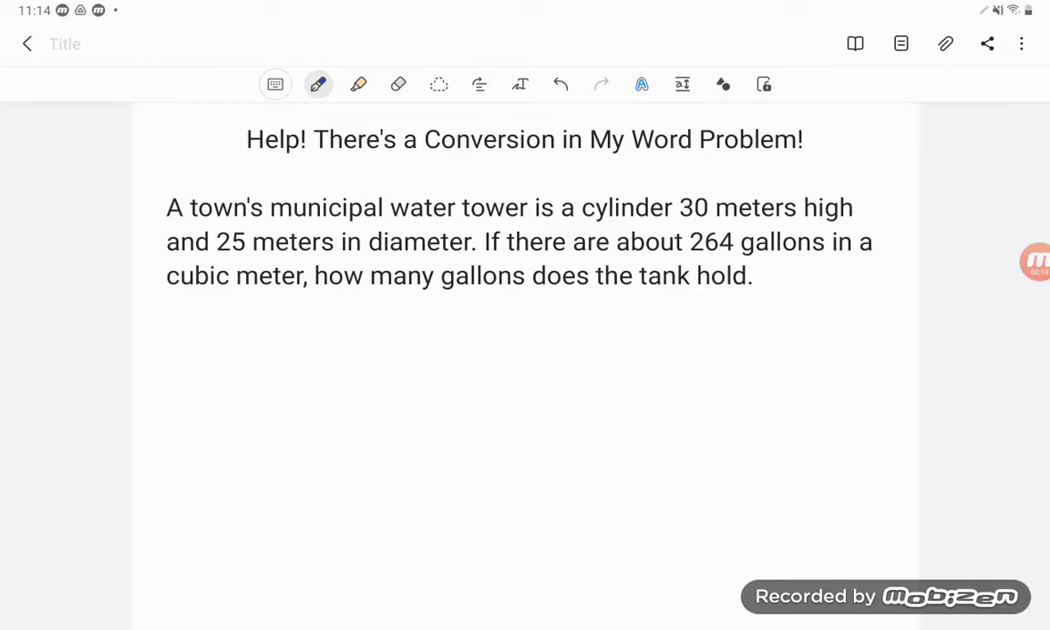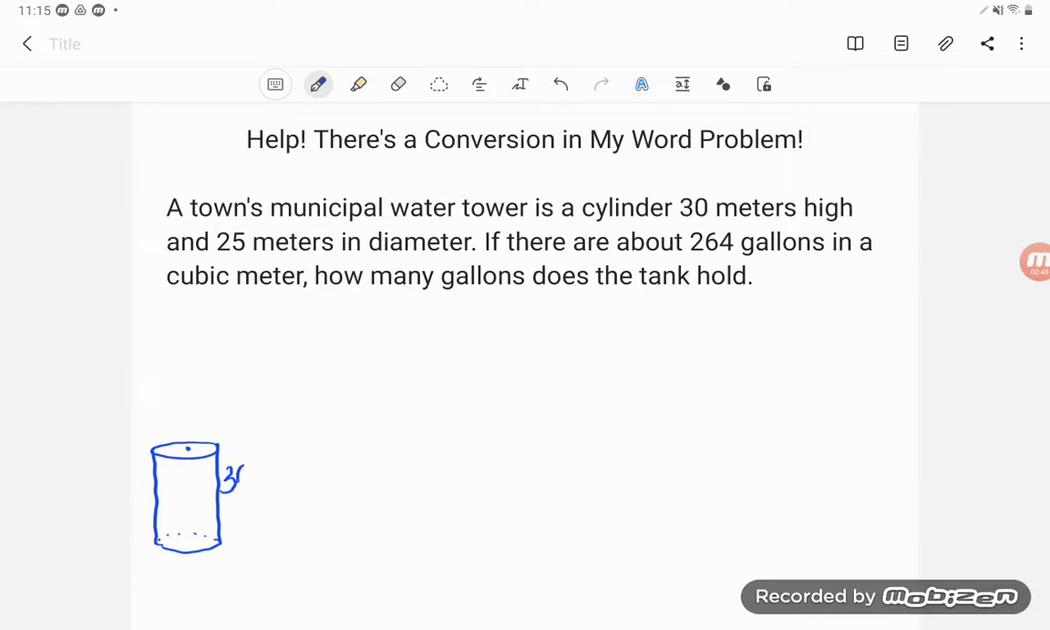Okay. It says a town's municipal water tower is a cylinder. Oh, a cylinder. As soon as they say cylinder, that's a math word I should definitely know. I'm kind of here in the land of my 3D shapes, right? Cylinder is one of my 3D solids. It looks like an oatmeal container, right? A cylinder's got a circle at the top, a circle on the bottom, and then it goes straight up and down from there.